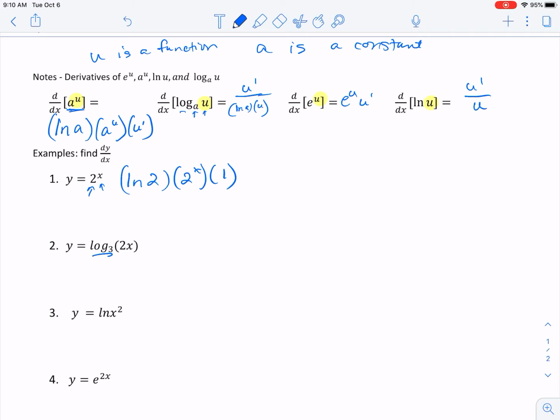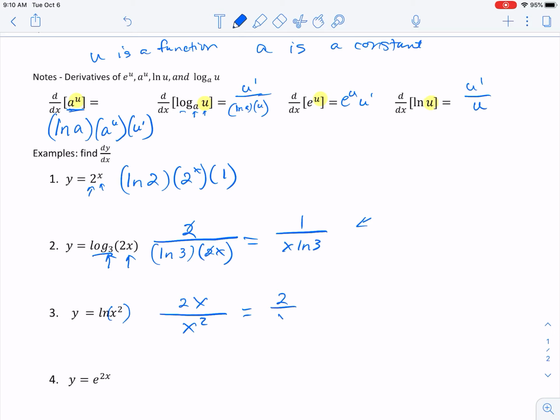Okay? The log, 3 is a, that's u. So u prime is 2, the derivative of 2x. Then you have the natural log of 3 times 2x. You can simplify. These cross out, and you get 1 over x times the natural log of 3. Do you have to know? On the multiple choice question, chances are that's there. All right, remember this is the function, the natural log of x squared. So u prime over u. You can simplify that into 2 over x.